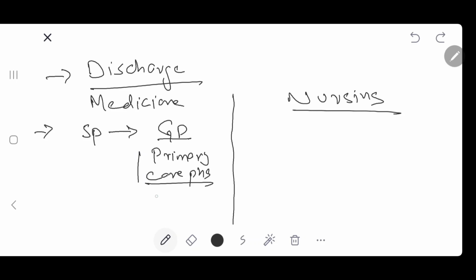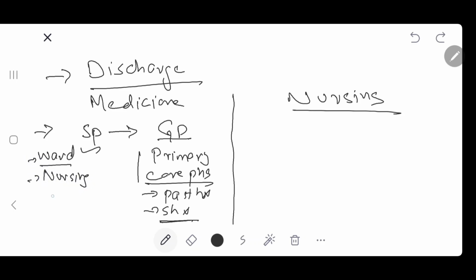So in this letter of discharge, past history and social history would not be relevant. Okay, past history and social history will not be relevant. We just have to see that we have the details such as ward, maybe nursing management, right? We have the details such as rehab and the discharge plan.